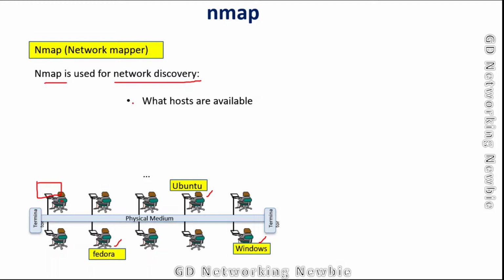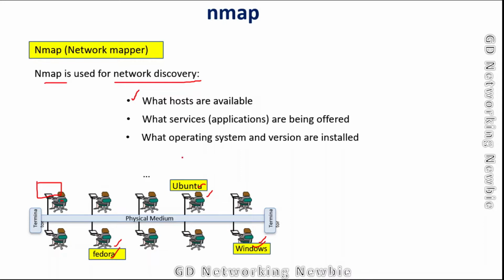So the first function is that it finds out what hosts are available. The second is what services, maybe FTP or telnet, and what applications are running on those machines. Then I can check what operating systems and versions are installed on other hosts on my network, and what type of packet filters or firewalls are deployed. These are the main functions of Nmap.